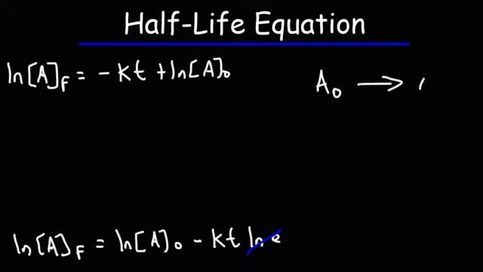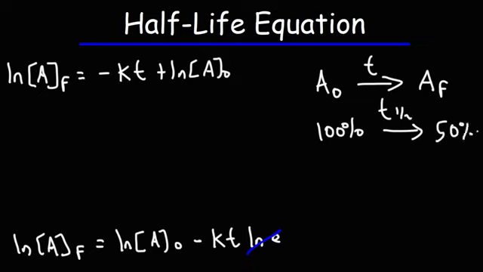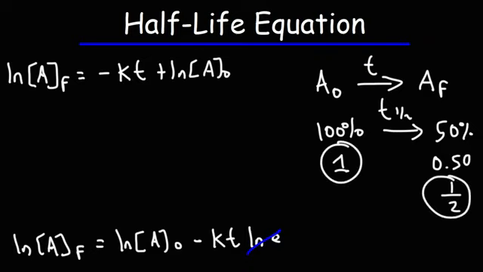Now, as A initial goes to A final, some time t will elapse. The half-life is the time it takes for half the substance to decay. So that means that A initial goes down to 1/2 of what it started from. In other words, if we started with 100% of the initial substance, the half-life is the time it takes for half of it to remain. 100%, we can replace that with 1. 50%, we can make that 0.50, which is the same as 1/2. So I'm going to use these two numbers.